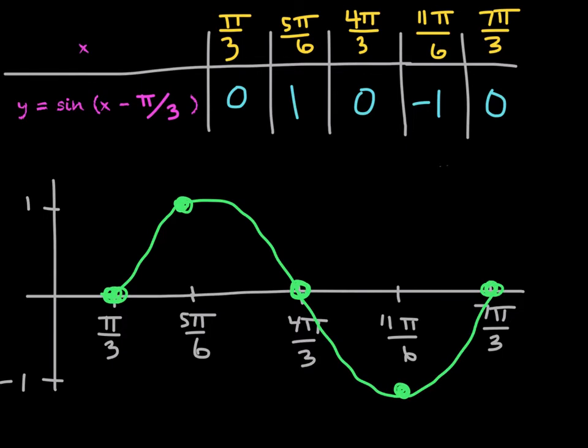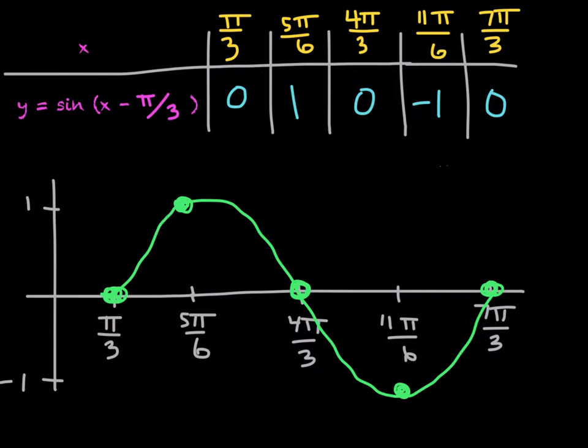This is exactly how the curve of our most basic sine function looks. The only difference is that it started pi over 3 units to the right because this is a phase shift. So basically the whole curve was shifted horizontally pi over 3 units to the right. The amplitude is still 1, right? Because the coefficient right here, it's invisible, but it is 1. So the amplitude is 1.